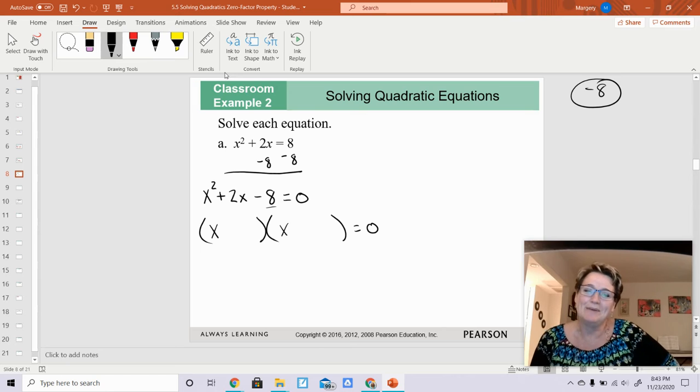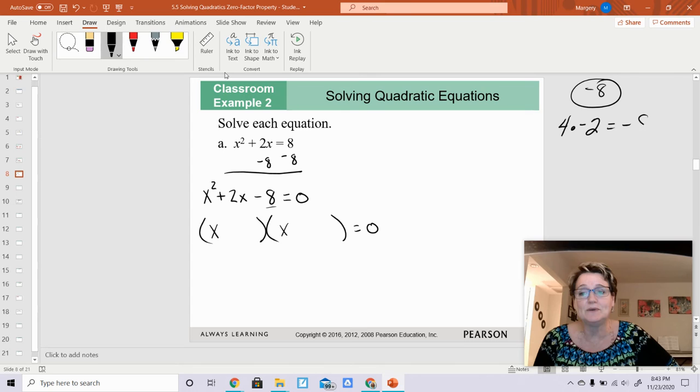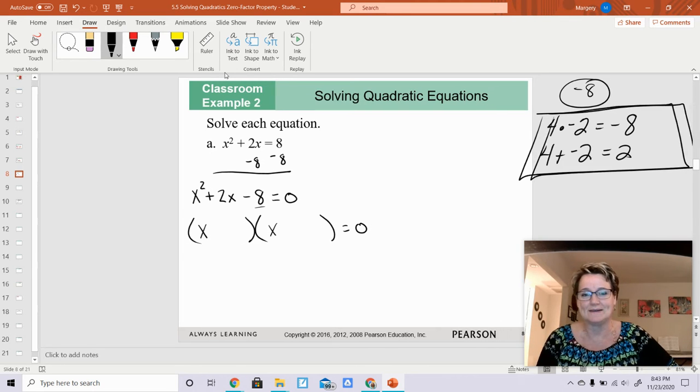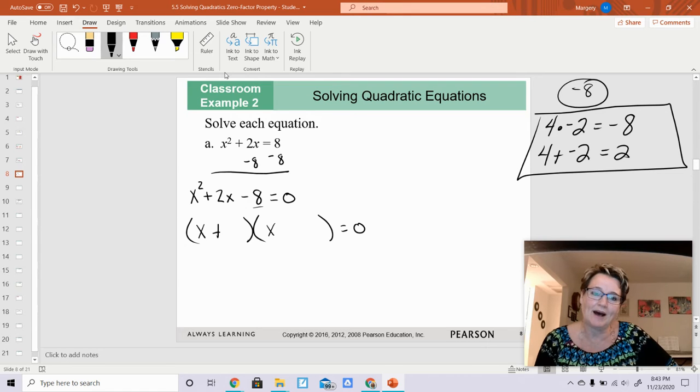All right. Let me think of something. Oh, how about 4 times a negative 2? That gives you a negative 8. 4 plus negative 2 gives you a positive 2, which is your middle term. All righty? So those are my two factors. Now, one's going to be a positive 4, one's going to be a negative 2.